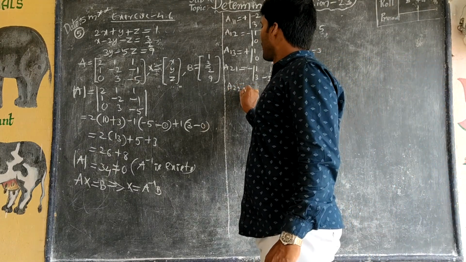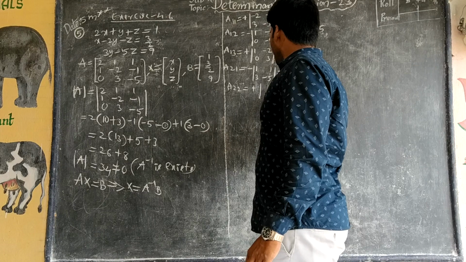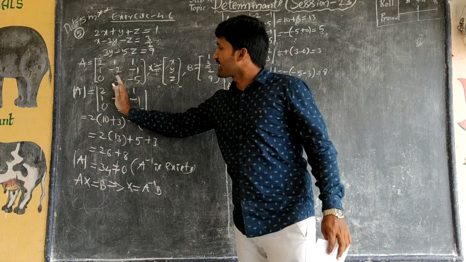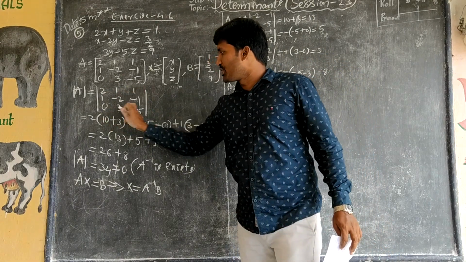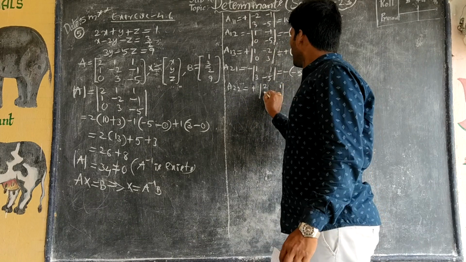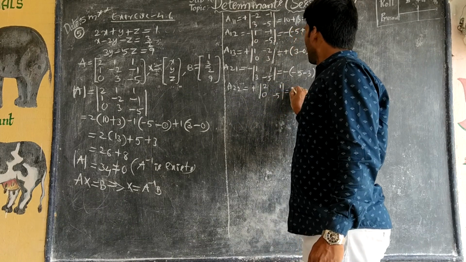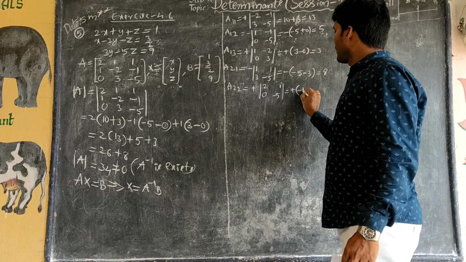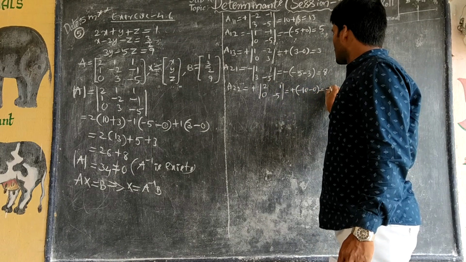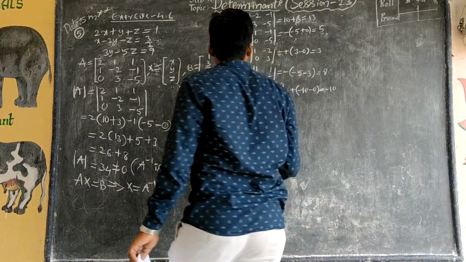Your sign is also very, very important. Correct. A22: plus into the determinant of the matrix. Delete second row, second column. Remaining 2, 1, 0, minus 5. Plus of 2 into minus 5, minus 10, minus 0. That is total minus 10 only.